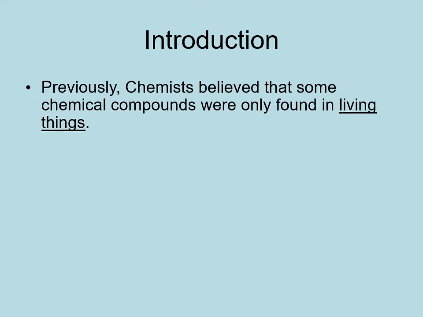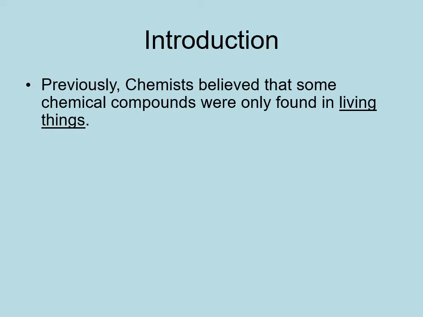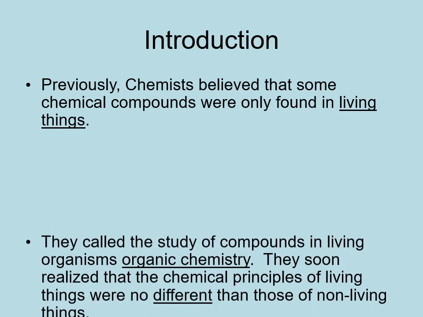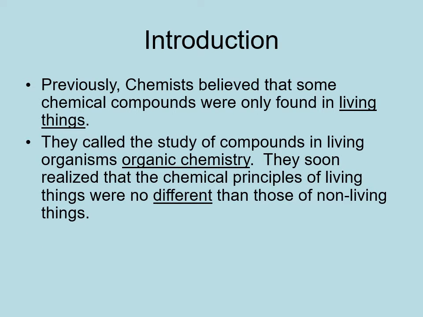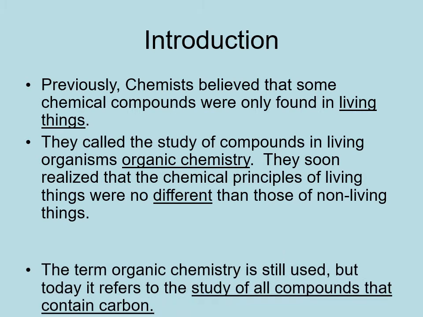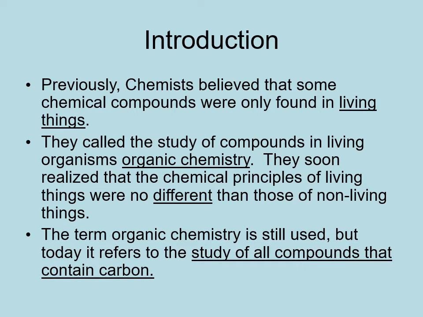So previously, chemists believed that some chemical compounds were only found in living things, and we called this organic chemistry. We soon realized that chemical principles of living things were no different than what was in non-living things. And this term, organic chemistry, is still used, but it refers to the study of all compounds that contain carbon.